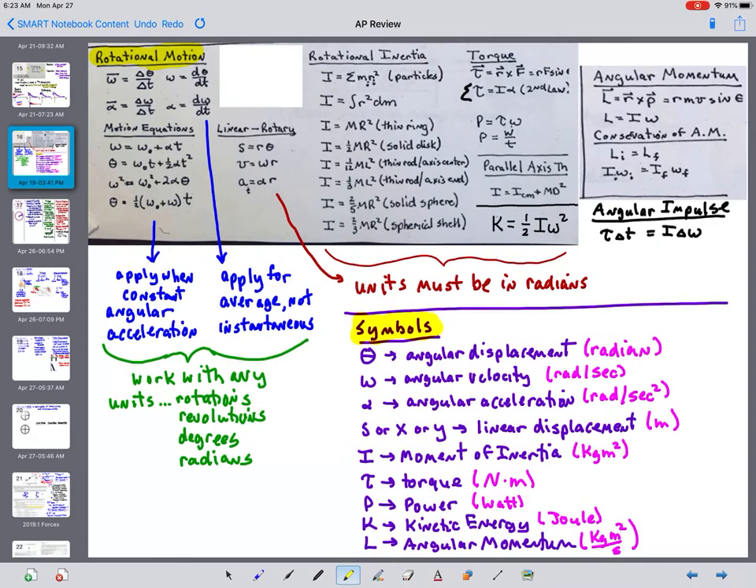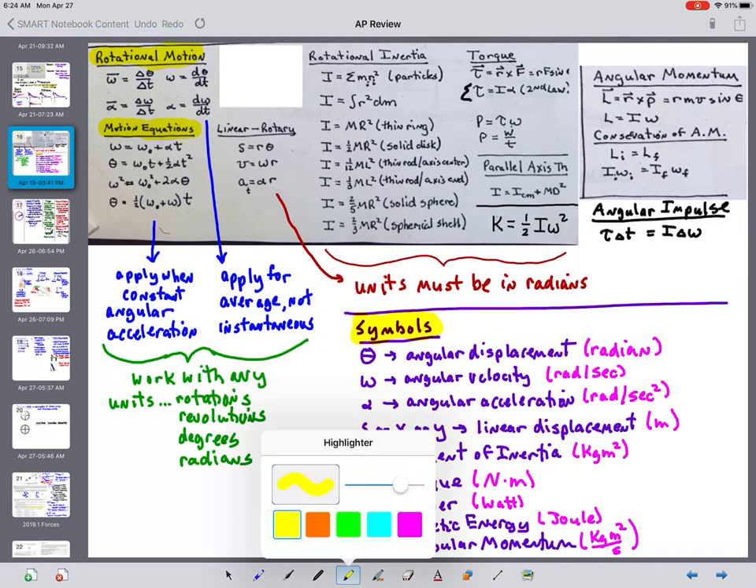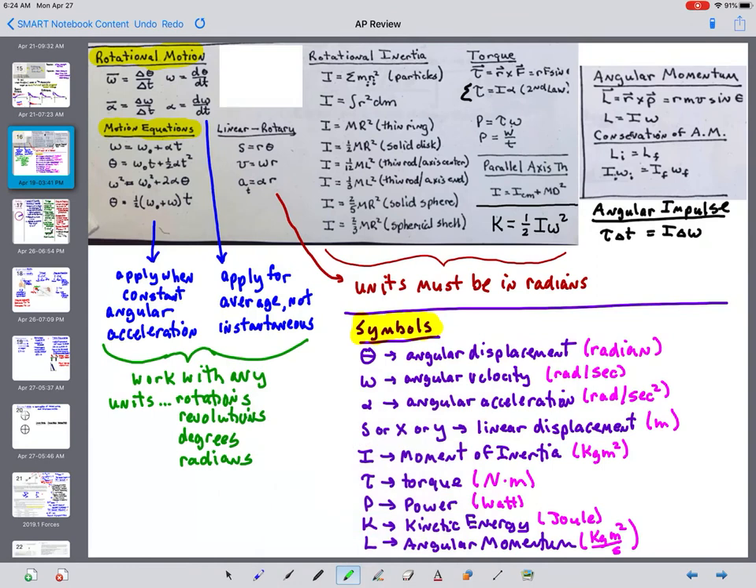You're going to apply those equations anytime you're looking for average values, or not instantaneous values. If you want instantaneous values, you're going to have to use the motion equations, which only apply when you have an object that has a constant angular acceleration. If you do not have a constant angular acceleration, then you're going to have to apply the calculus equations here.